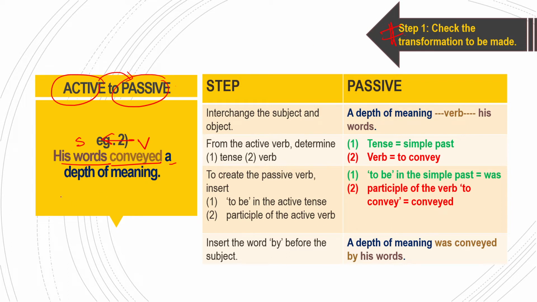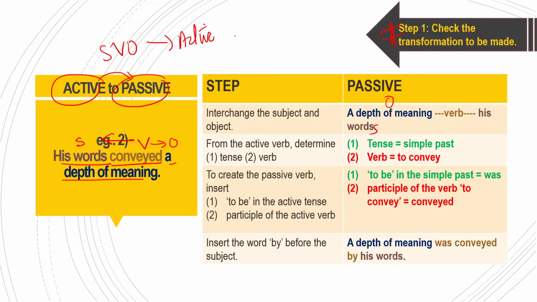Okay. So his words conveyed a depth of meaning. What is being conveyed? A depth of meaning. That becomes your object. Subject, verb, object is the active voice. Okay. So the first step, interchange subject and object. A depth of meaning would come to the front. His words go to the end. And in between you need to put the verb. So this is the object. This is the subject.